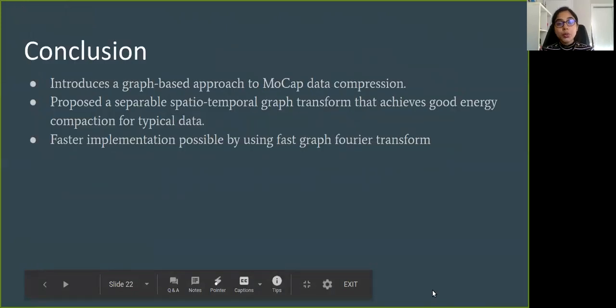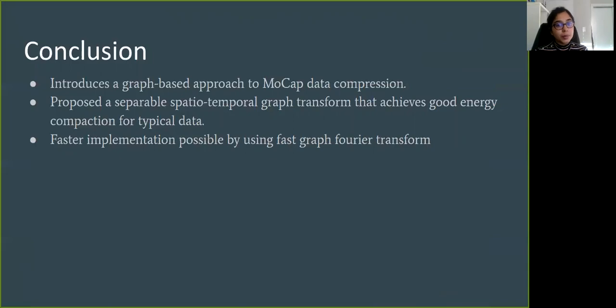So to conclude this work, we introduced a graph-based approach for mocap data compression. This is a separable spatiotemporal graph transformation that achieves good energy compaction for typical data. We can do a fast implementation of this method by using the fast graph Fourier transform, as these graphs are bipartite. So we can easily implement the fast graph Fourier transform, which will save time in this case as well.